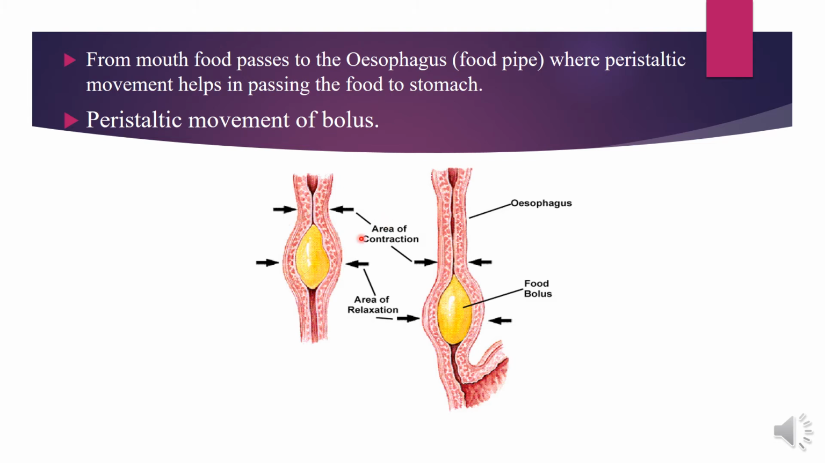So this is the area of contraction and this is the area of relaxation, so that the food bolus moves easily from the mouth through the esophagus. Did you understand, students? Okay.